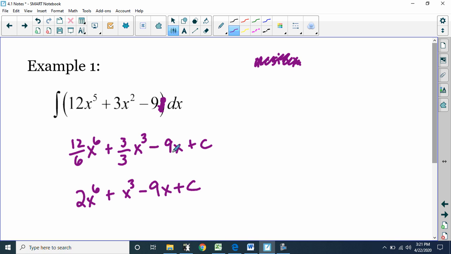And you can check it by taking the derivative and making sure that you get this guy up here. Move the 6 out front, gives me 12. Subtract 1 from the exponent. 3 out front, subtract 1. Derivative of negative 9x is negative 9.